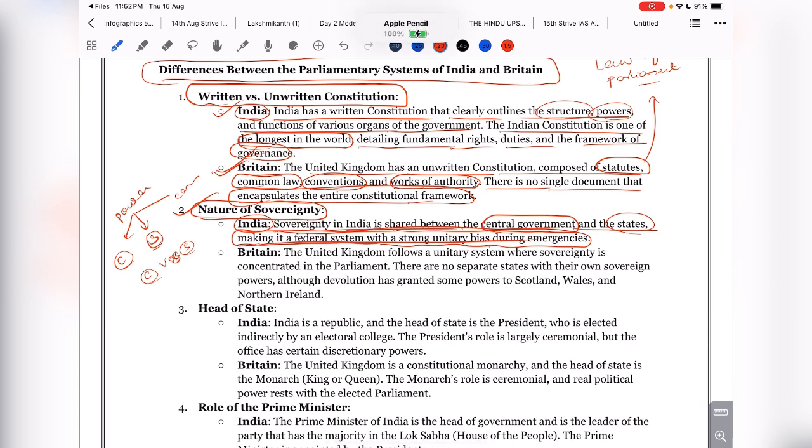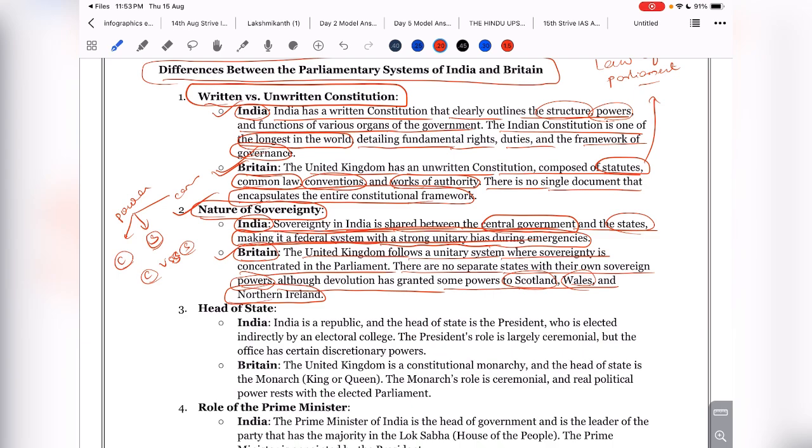In case of Britain, the United Kingdom follows a unitary system where sovereignty is concentrated in the parliament. There is no separate state with its own sovereign power, although devolution has granted some power to Scotland, Wales and Northern Ireland. That means Britain follows a unitary form of government, so there is no need to share power with state governments. The British Parliament is called a sovereign parliament.